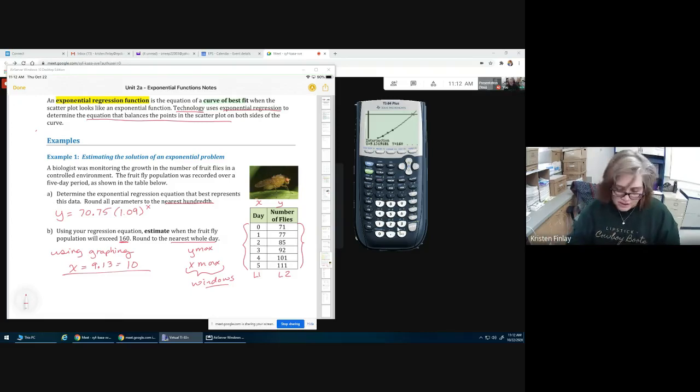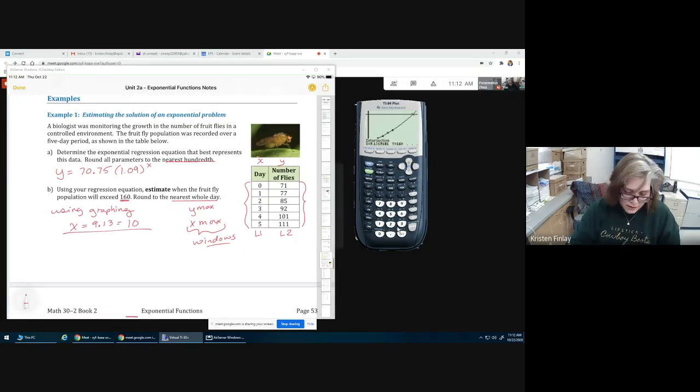There's another way you can do this as well. You can also make it 160 equals 70.75 times 1.09^x, and you can make this your y1 and this your y2, which is actually exactly what we've done, and we're just finding the intersection. We've got our graph there, okay?